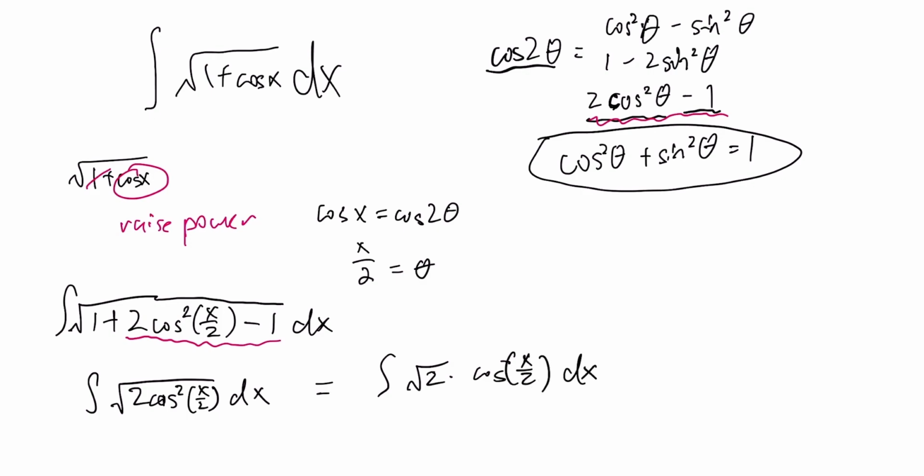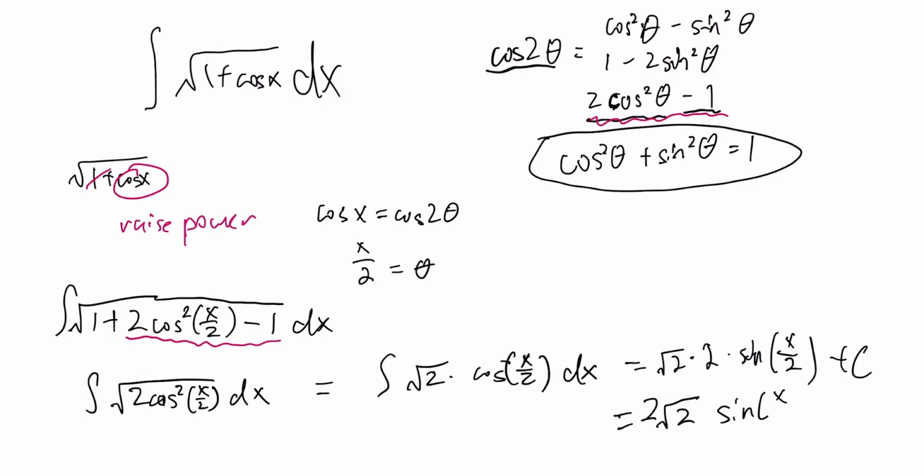And now this is just a simple matter of u sub or just directly solving the integral if you're comfortable with that. So we have square root of 2 and then times 2 because of the chain rule. And then we have sine of x over 2. And we can't forget a plus c. Simplifying this a bit, you can write it as square root of 8 or 2 root 2 sine of x over 2 plus c.